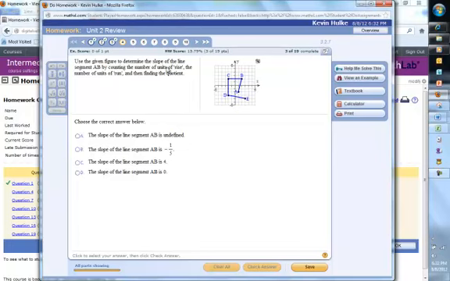Use the given figure to determine the slope of the line from A to B. What's that slope? Well, it looks like it goes up 1, 2, 3, 4, and forward 1. Next one.